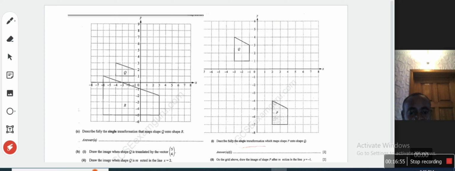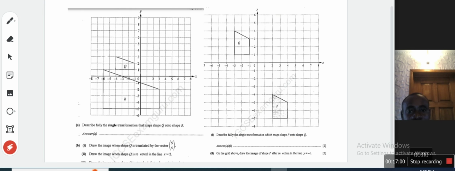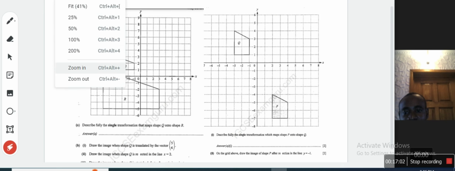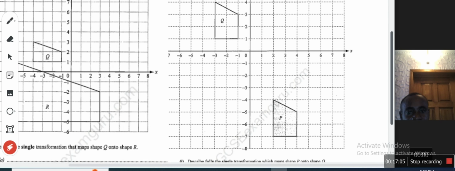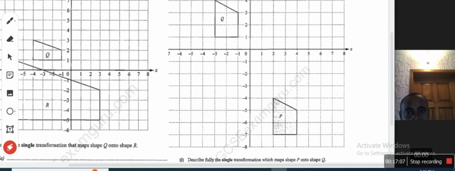Describe fully the transformation which maps shape P onto Q. I think we can zoom it out a bit. Describe fully the transformation which maps shape P onto Q. What took P to where Q is? If you check, they look exactly the same and in the same orientation, so it has to be a shift, which is translation. Nothing turned, nothing got bigger.